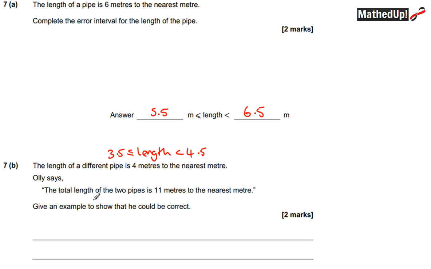So the total length of the two pipes is 11 meters to the nearest meter. Well, an example might be if I use 6.4 from here and 4.4 from here. Both of these numbers fall within the ranges here, and 6.4 plus 4.4 does give me 10.8, and 10.8 does round to 11 meters to the nearest meter. So that is an example to show that he could be correct.